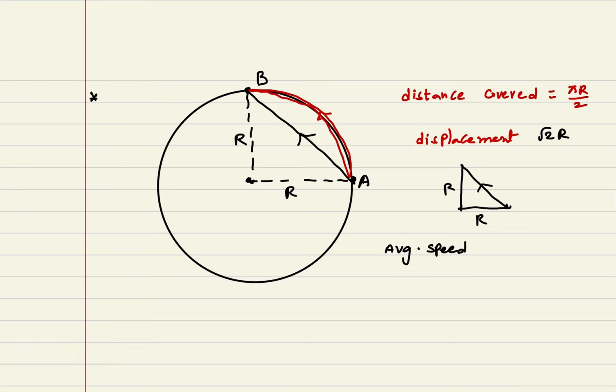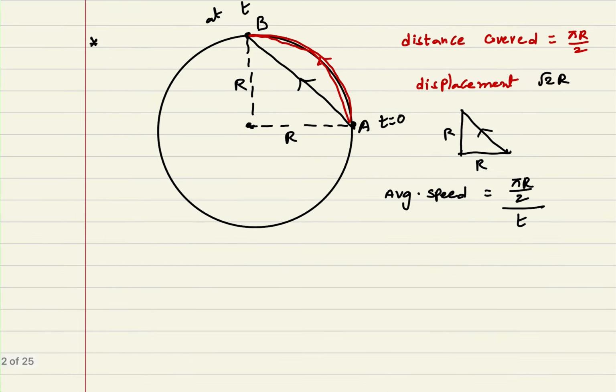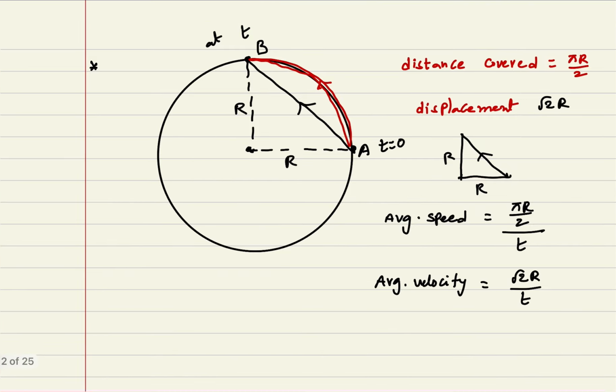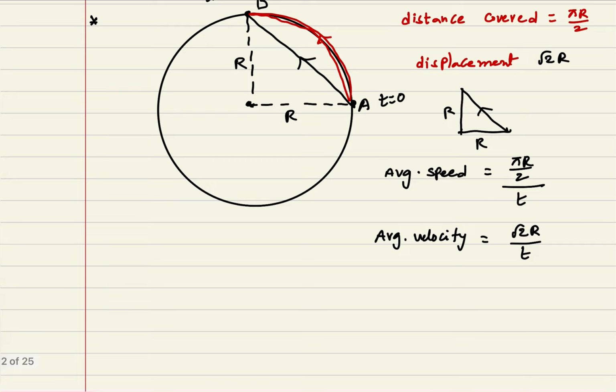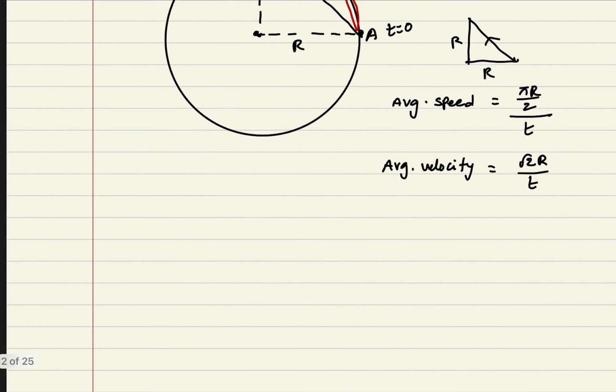What is average speed? Let us consider it starts here at t is equal to 0 and reaches at a time t. Now you can write average speed as total distance, pi r divided by 2, divided by the time taken t. That is average speed. If you want to calculate average velocity, it can be written as total displacement, root 2 r, divided by t. This is the average velocity.